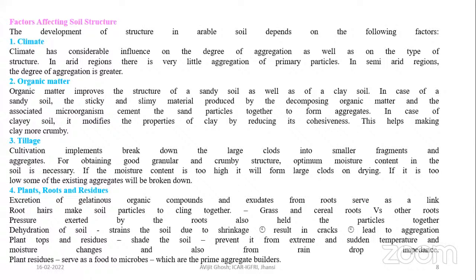Organic matter acts as a binding agent for soil particles. So the higher the organic matter content, the higher the soil aggregation, and the better the structural stability of a soil. And frequent tillage disrupts soil structure by breaking soil aggregates as well as soil secondary particles, that is ped, clod, and aggregate. They break, and in that way they disrupt and destabilize the soil structure.